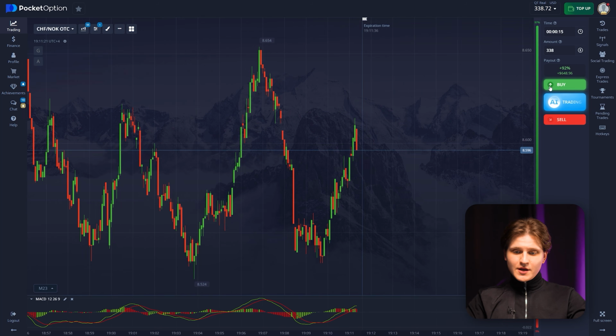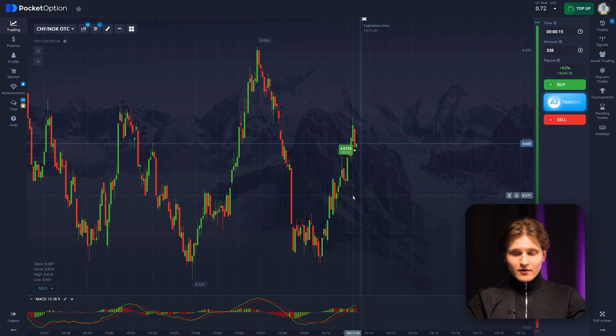Moving on, here we see an upward price movement according to the indicator and the chart. Excellent entry point. Open the position up and wait for the expiry time.